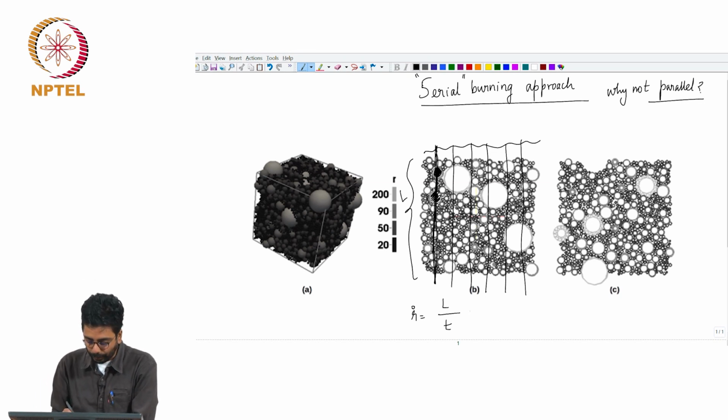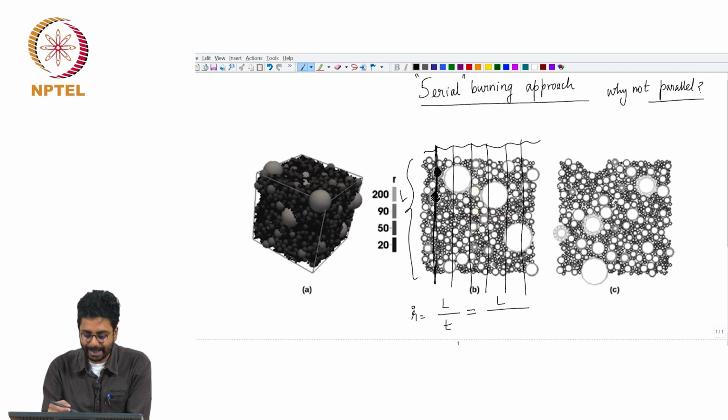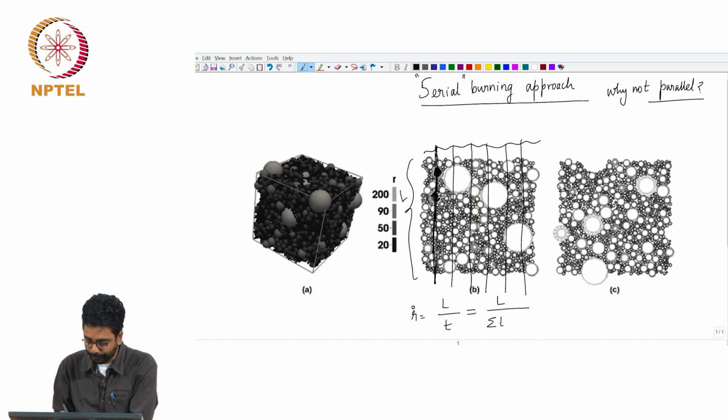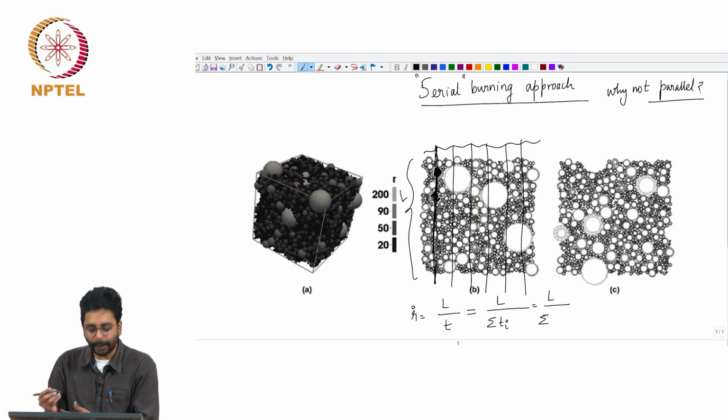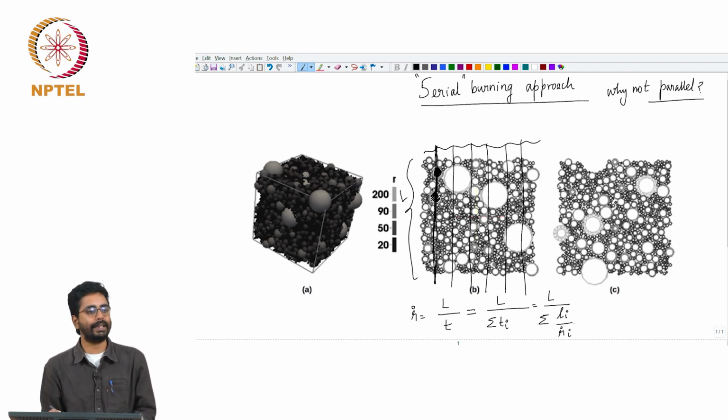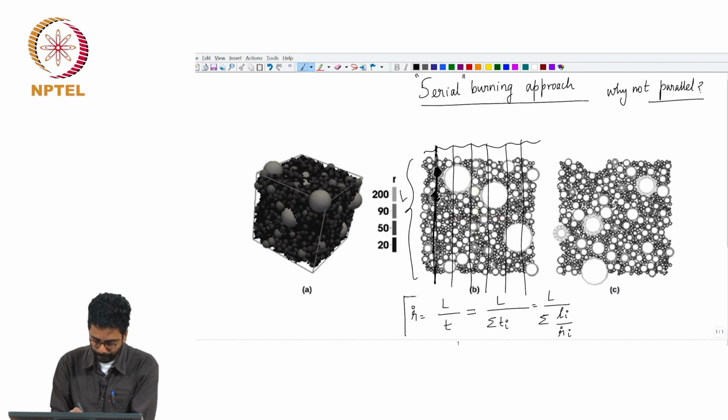Okay. So, the time for burning of this line will be the sum of the time for each of these line segments composed of particles of different sizes. And that time, we saw, is the fraction of the length occupied by a particle of a particular size, which we called Li, divided by the burn rate of it. So, this is the basic idea of the serial burning approach.